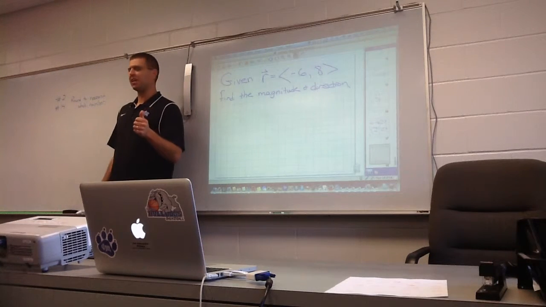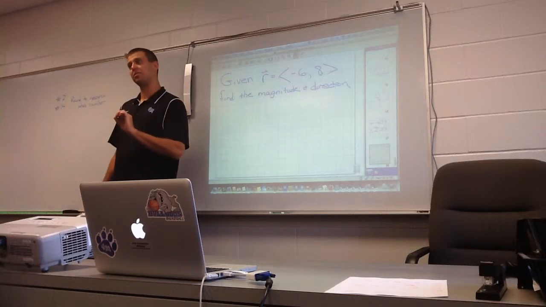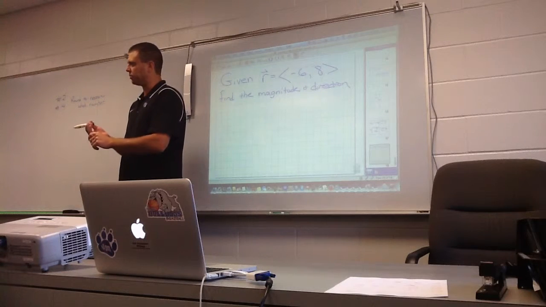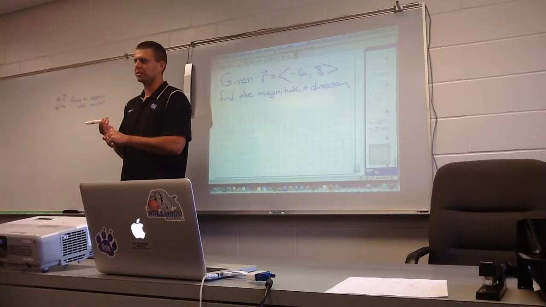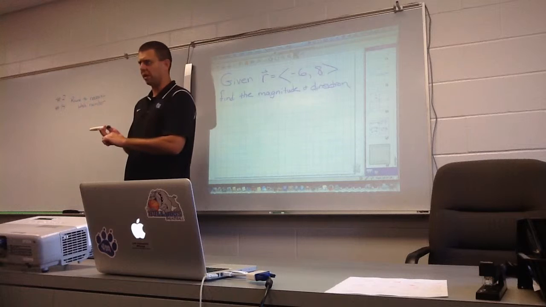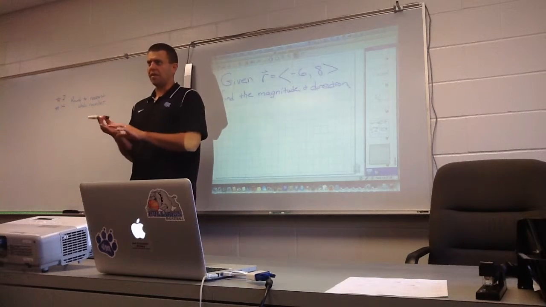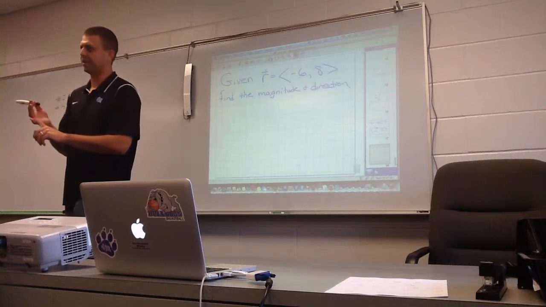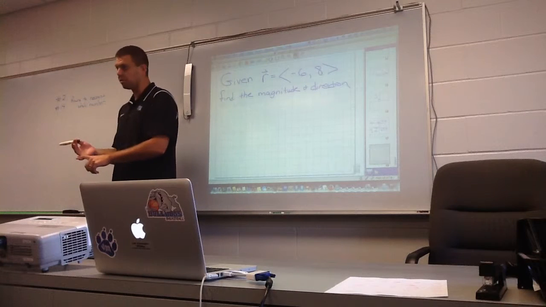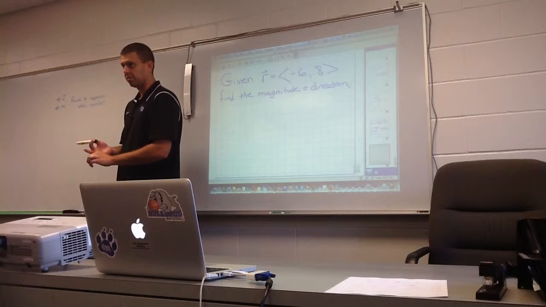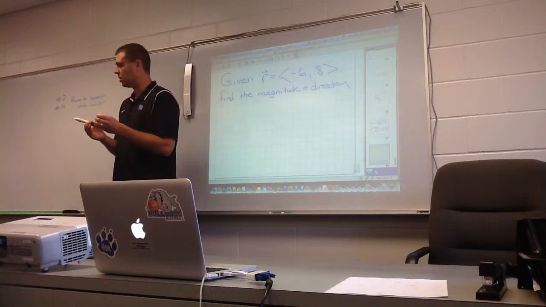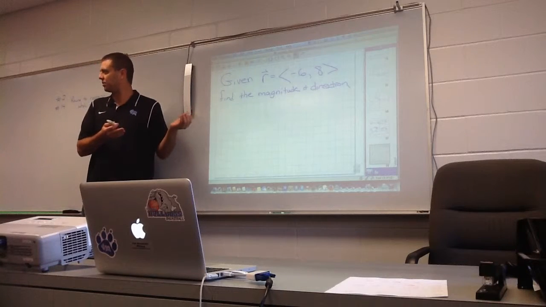The last problem we did in class yesterday, I gave you the magnitude and direction. I said, draw a vector that represents an airplane going, I can't remember exactly, like 300 miles per hour, 20 degrees south of west, maybe. So I gave you the magnitude and the direction, and then we found the x and y value, the horizontal and vertical components. This problem is the exact opposite of that.